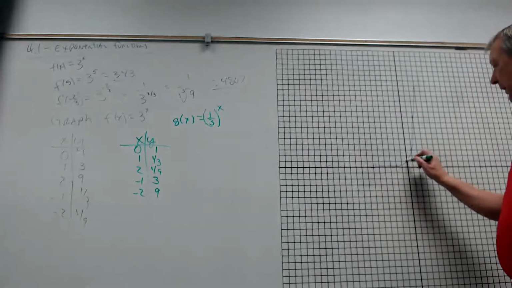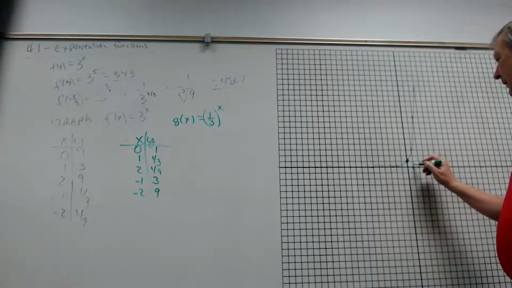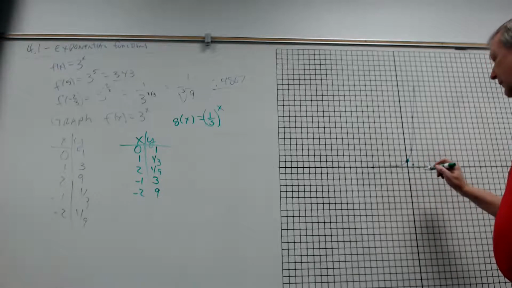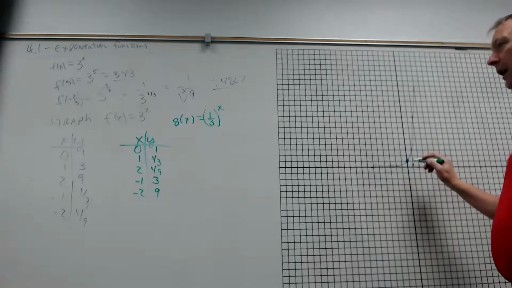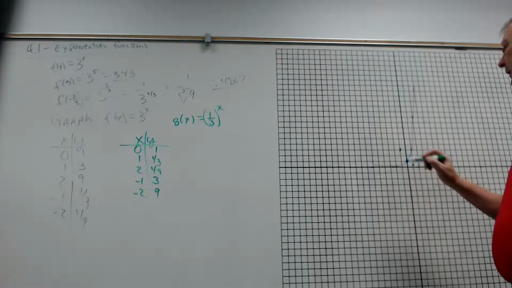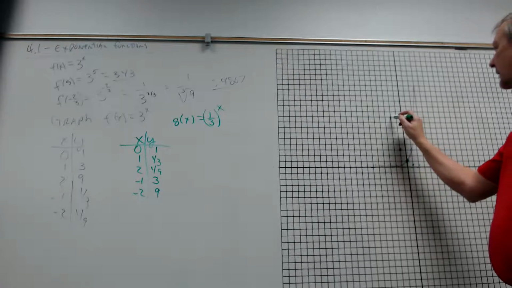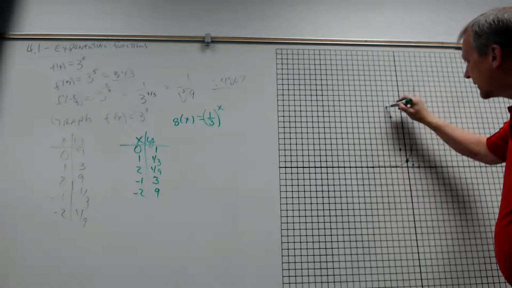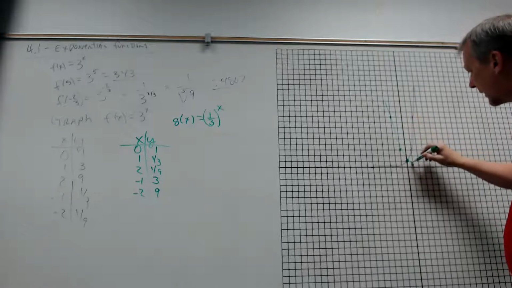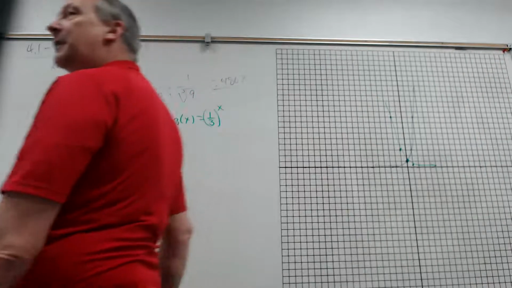So I've got 0, 1 again, so I'm going through the same point. 1, 1/3, 2, 1/9, -1, 3, and -2, 9. So what do you notice about this? Is the opposite function? Yeah, it's a mirror image, right?